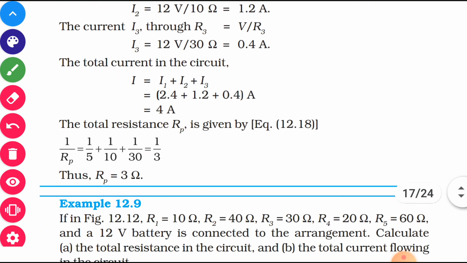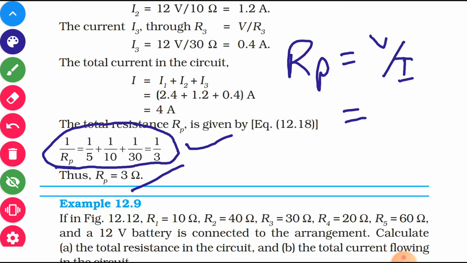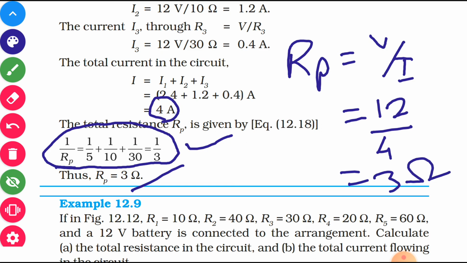If you want to find the equivalent resistance, then 1 upon Rp is equal to 1 upon R1 plus 1 upon R2 plus 1 upon R3. Simplify this by taking LCM, and you get 1 upon Rp to be 1 upon 3 ohm. So Rp will be 3 ohm. Or you can just write R is equal to V upon I, total voltage which is nothing but 12 volt, and total current which we got is 4 ampere. So 4 3s are 12. So 3 ohm will be the resistance of the circuit.